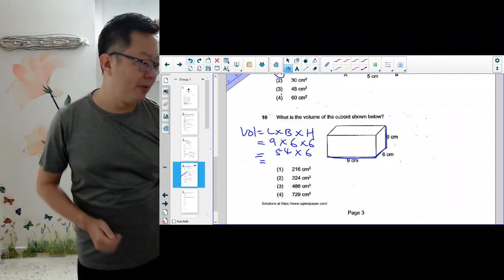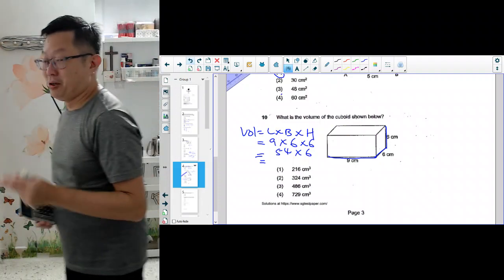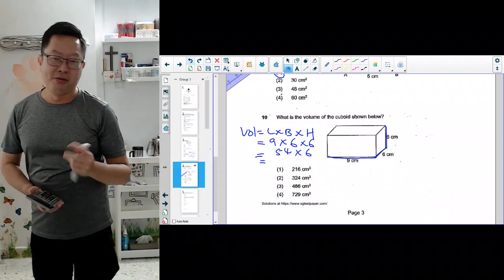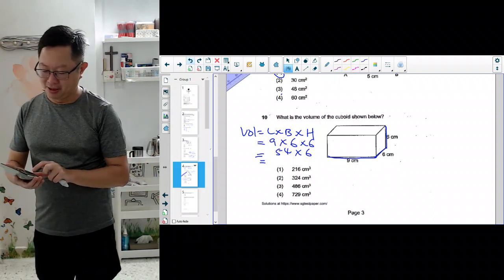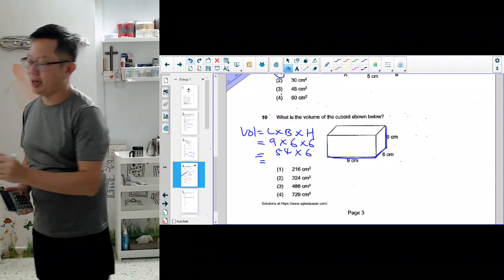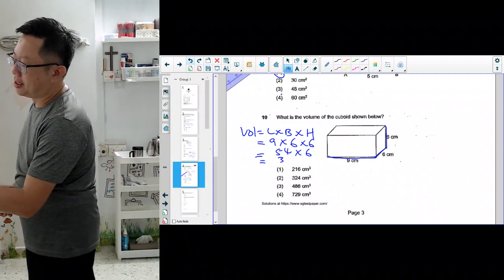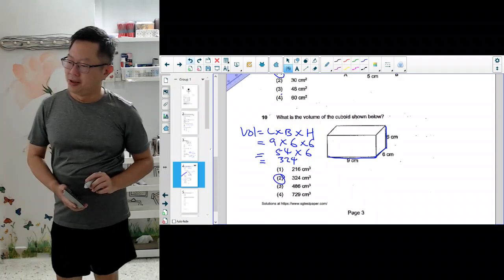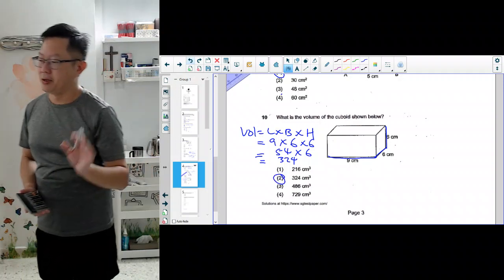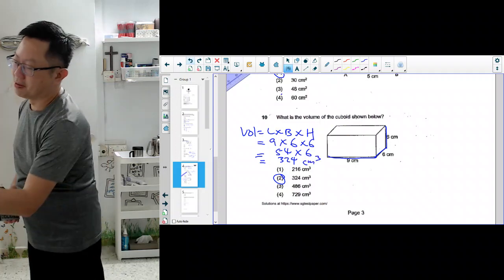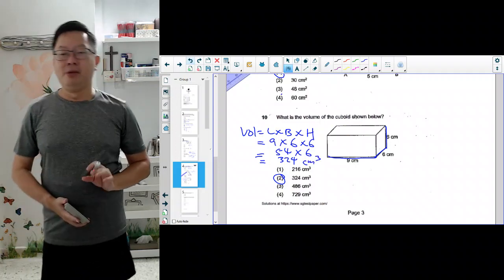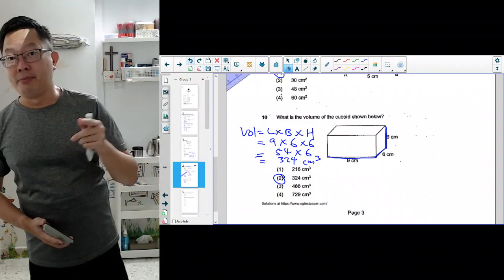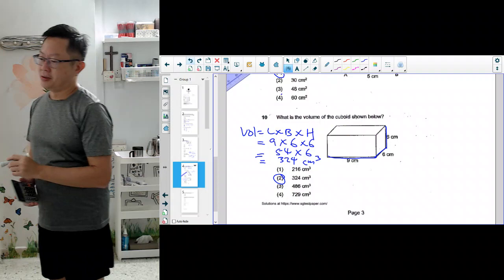Alright, I'm going to cheat a little bit. In the exam you can't use a calculator, but because it's a simple calculation, to do it faster I'm going to use my calculator to work out the answer quickly. If you do your working correctly, your answer will be 324. Okay, so that is 324 cm cubed, because it's volume, right? Volume cannot be cm squared. If it's cm squared, that is area already. Volume means cm cubed. Okay, so that's your answer for number 10.